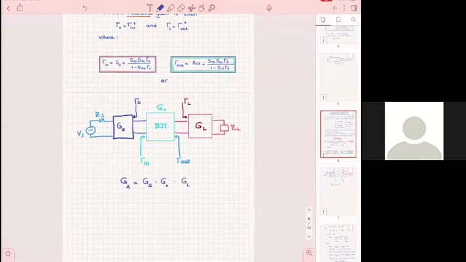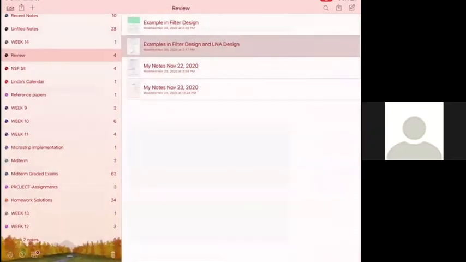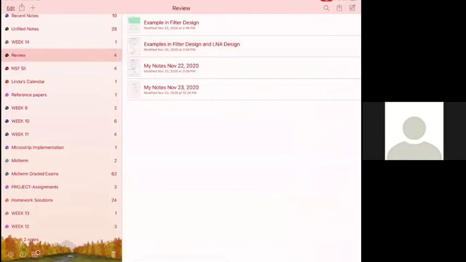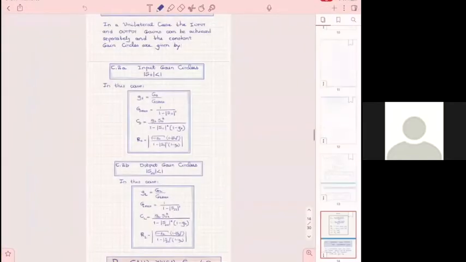Do you remember, let me ask you this: why did I make this comment about the front end and the back end, the source and the load? What is the available gain? How do we define it? Also, please remember the definitions for the gains, and I'm going to show you where those definitions are. It is what we call the review of LNA.